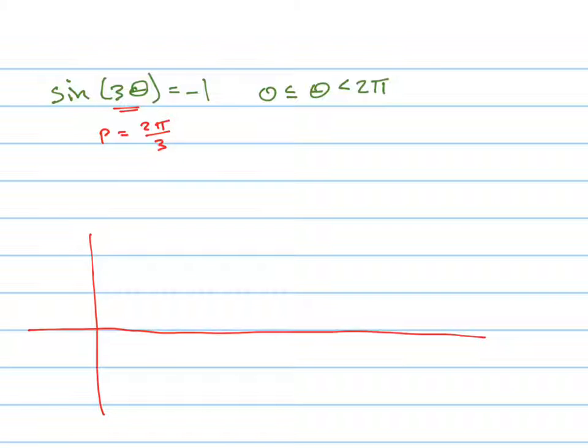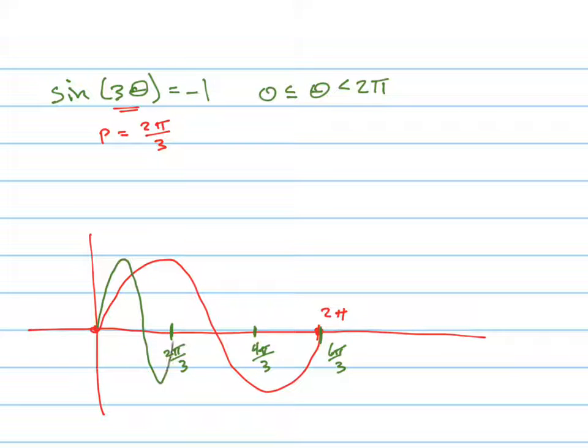Normally, a sine graph would start here in the center, go up and down over 2 pi, right? But this period is 2/3 of a pi, which means it's going to do that 3 times by the time it gets there. So here's 2/3 of a pi, here's 4/3 of a pi, and there's 6/3 of a pi, which is 2 pi, right? It's going to go through that cycle 1, 2, 3 times. So how many solutions are there going to be between 0 and 2 pi?